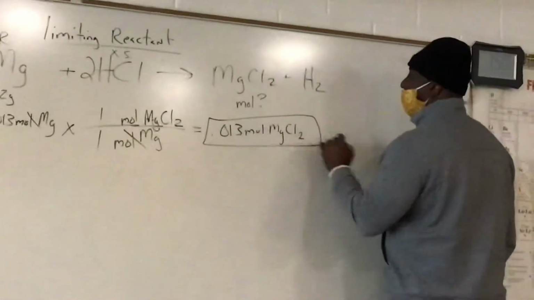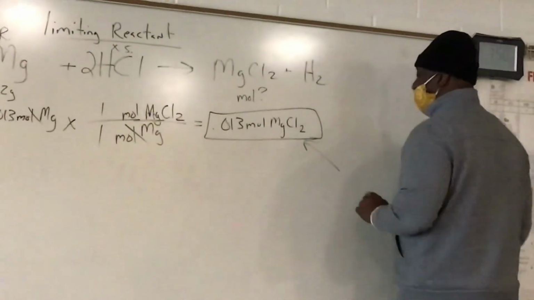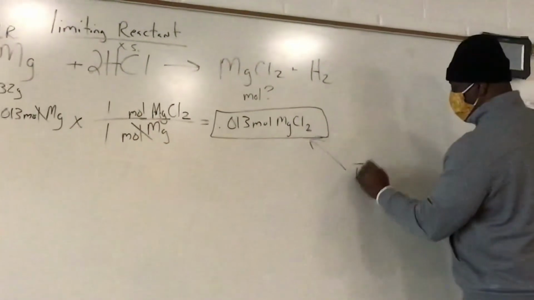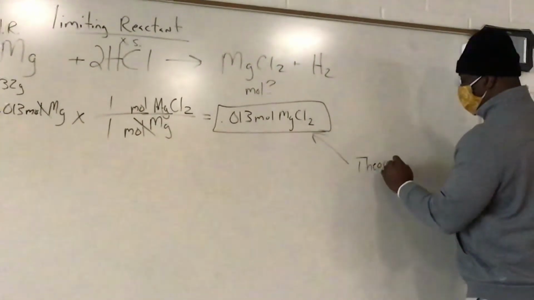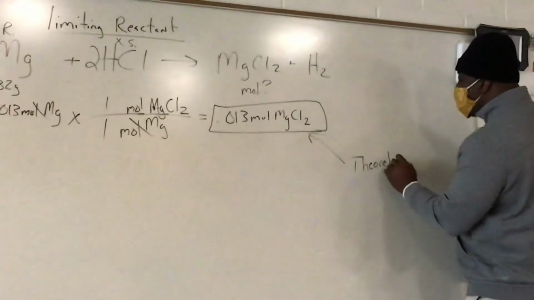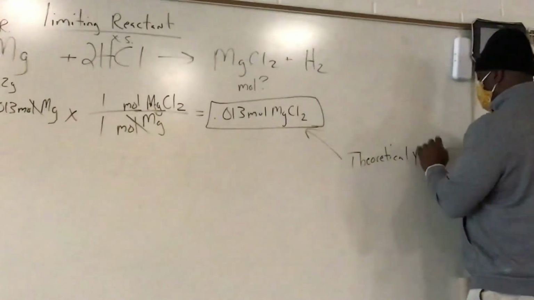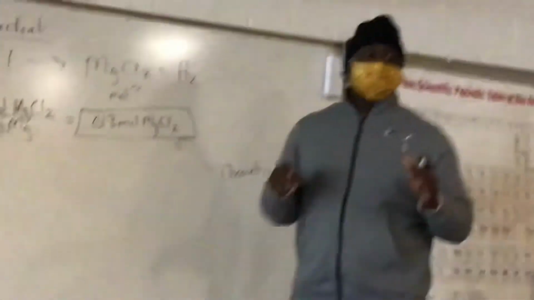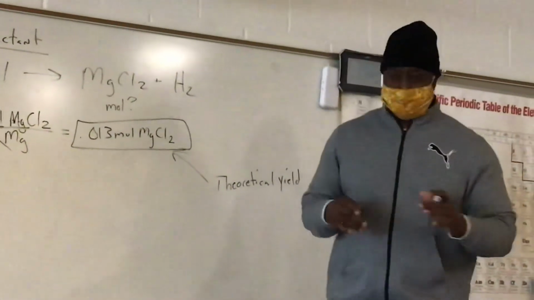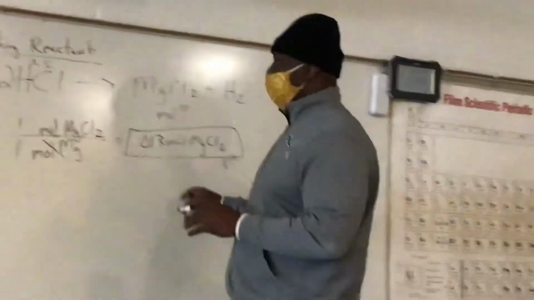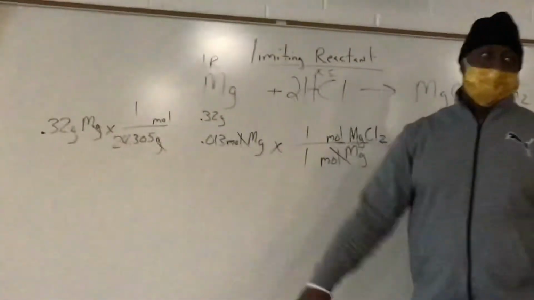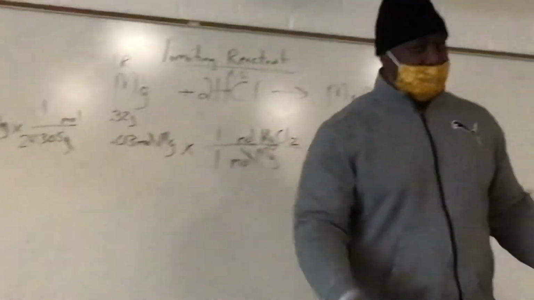Let's give her a name. We call that, boys and girls, the theoretical yield. Theoretical yield. That means predict how much product you can make based on the limiting reactant. That's what theoretical yield is. That means how much could you make?